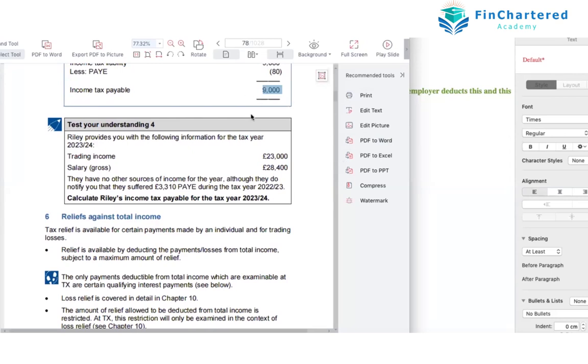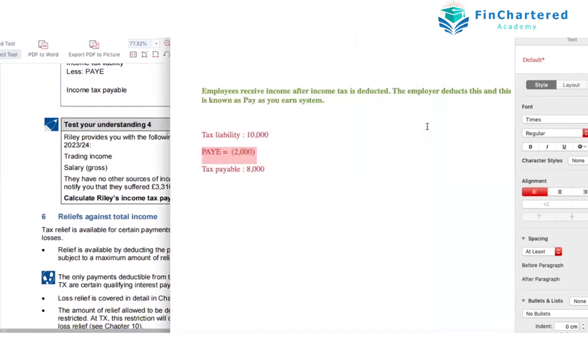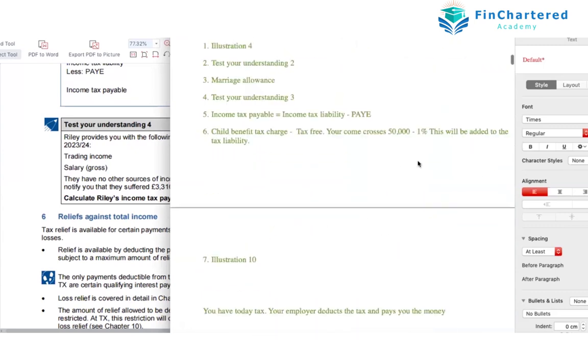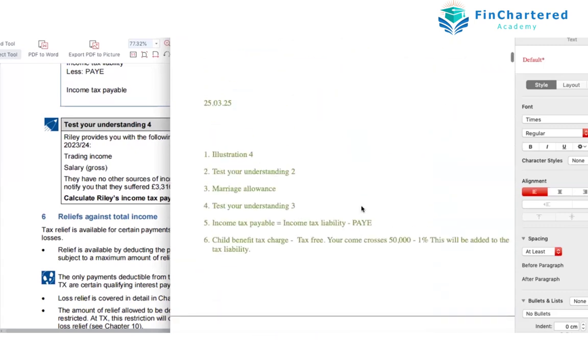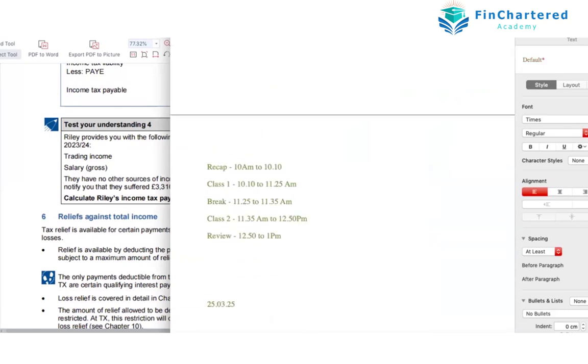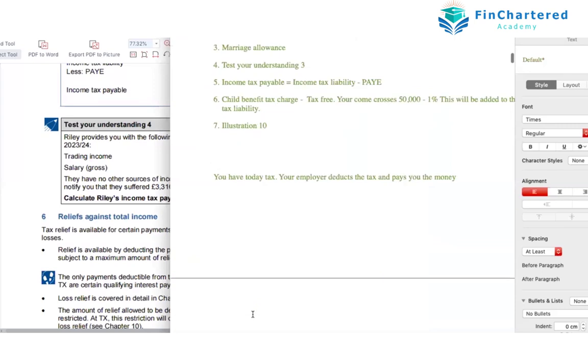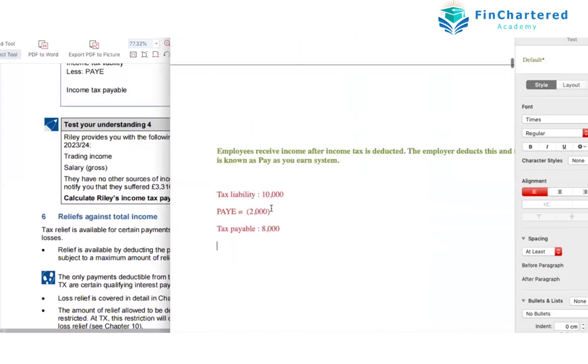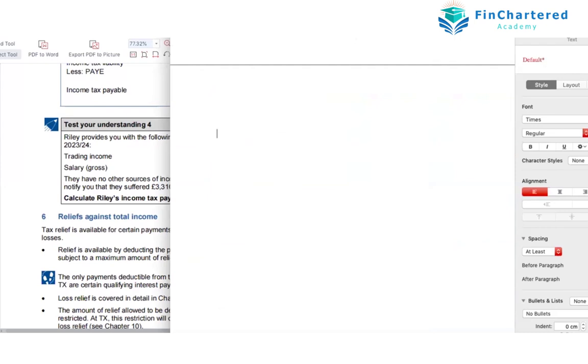Yes. Next, we look at reliefs against total income. What do I mean by reliefs against total income? This is not something that we had seen or looked at, right? So reliefs against total income, this I will put in the index for pay. Pay is what? 27th.